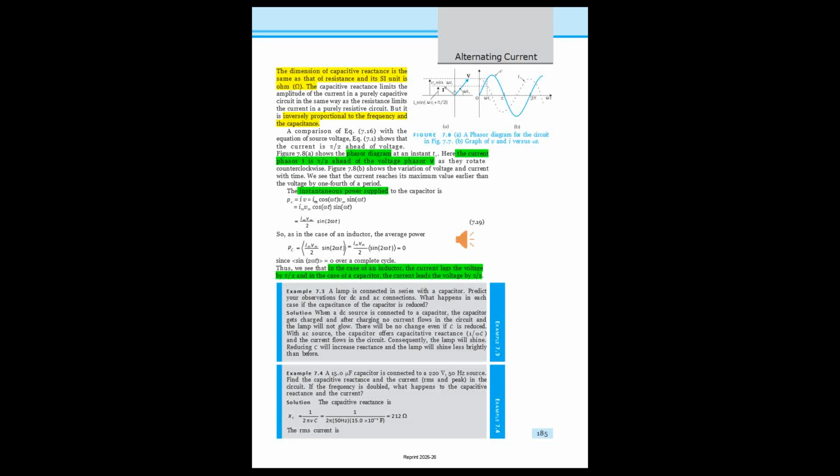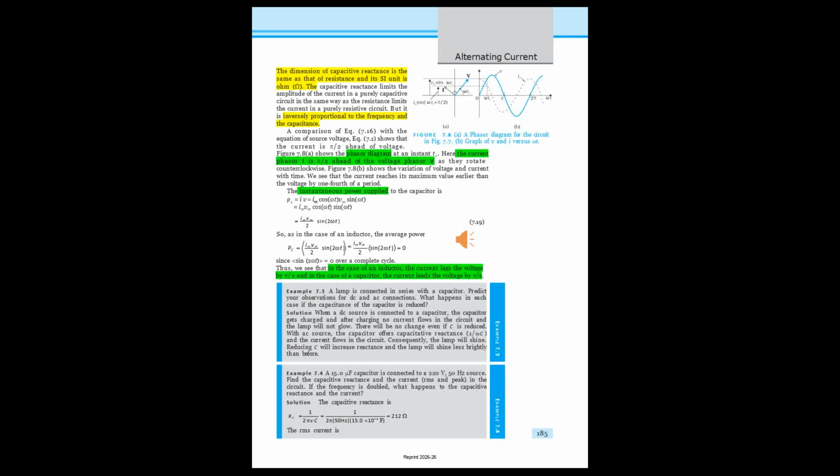A comparison of equation 7.16 with the equation of source voltage, equation 7.1, shows that the current is pi by 2 ahead of voltage. Figure 7.8a shows the phasor diagram at an instant t1. Here, the current phasor I is pi by 2 ahead of the voltage phasor V as they rotate counterclockwise. Figure 7.8b shows the variation of voltage and current with time. We see that the current reaches its maximum value earlier than the voltage by 1/4 of a period.